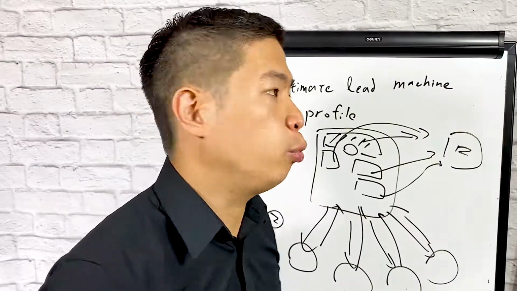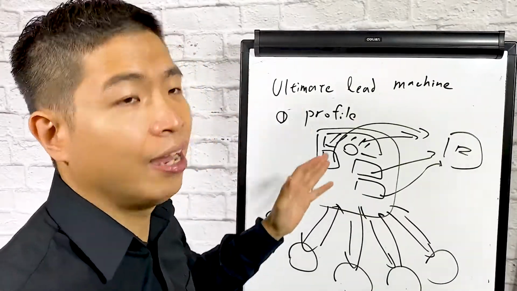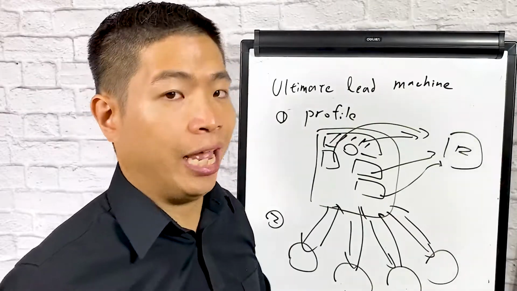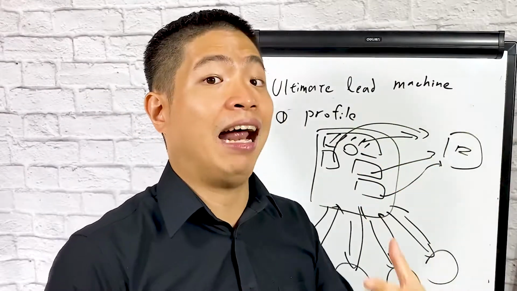So if you want to build a list, you can use what we call the ultimate lead machine. The first step is you want to optimize your profile. Then the second step is you want to go to the groups in your niche, and you want to share valuable content every single day.